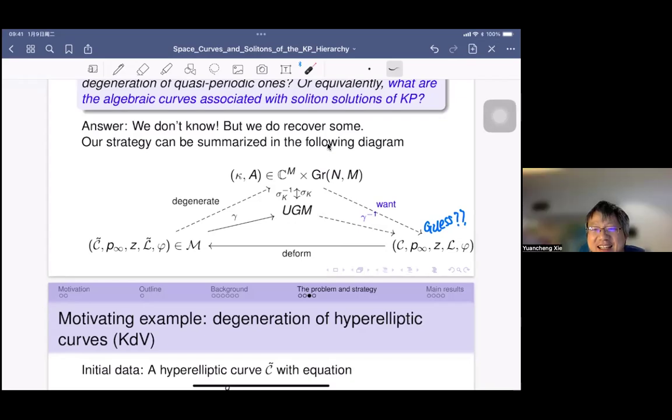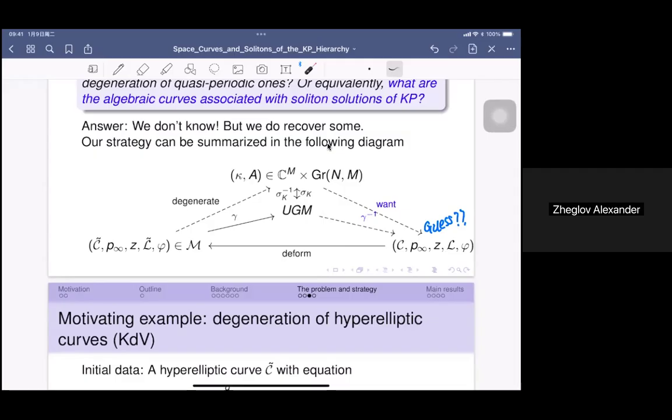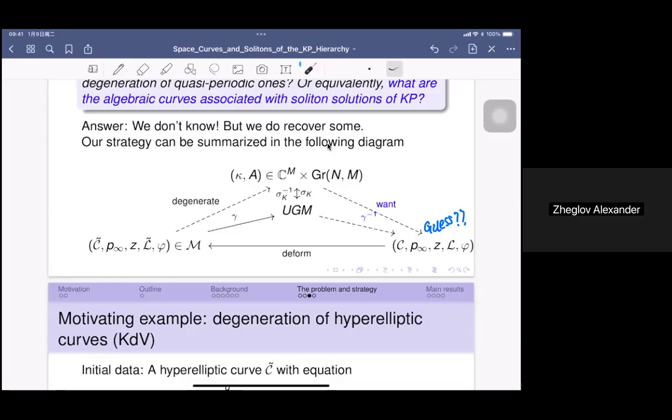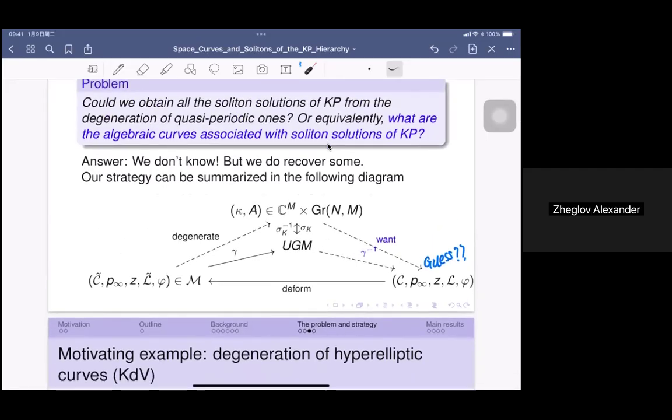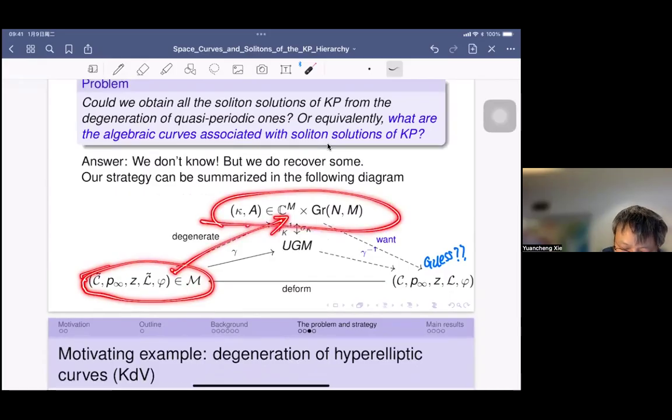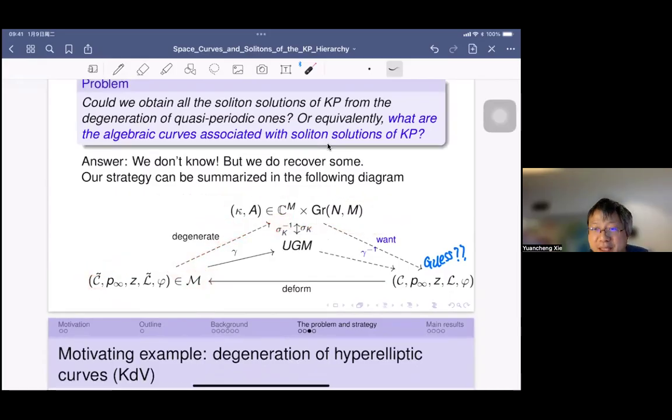Another comment, just to avoid some misunderstanding. As far as I understood your problem, you want to deform the singular curve. Yes, exactly. I want something smooth and concrete. I want to find the smooth curve which degenerates. You're exactly right. We want to find a smooth algebraic curve which has smooth quasi-periodic solutions, and we degenerate to solutions that are soliton solutions.